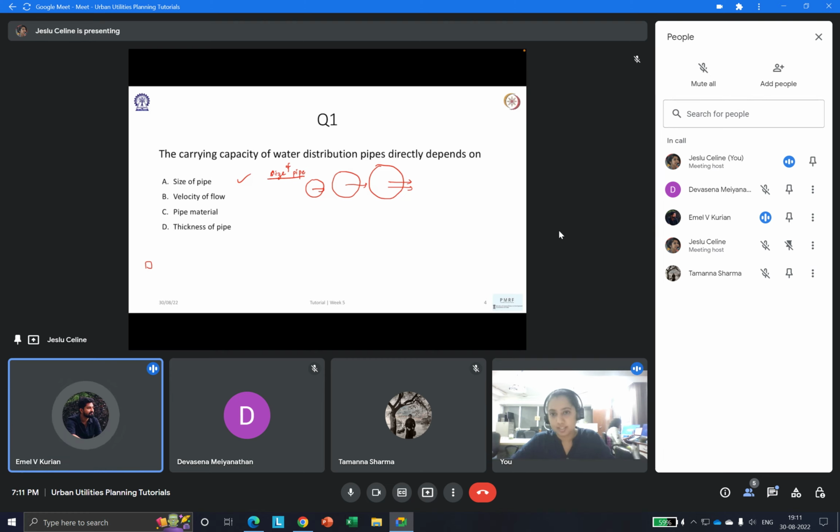It is not weight. So if it is the volume being considered, then it will be the size of the pipe and the velocity of flow. Right. Correct. You're right. So both. It is the size of the pipe as well as the velocity of flow, because we are considering the volumetric flow rate, the volumetric carrying capacity, which can be done.